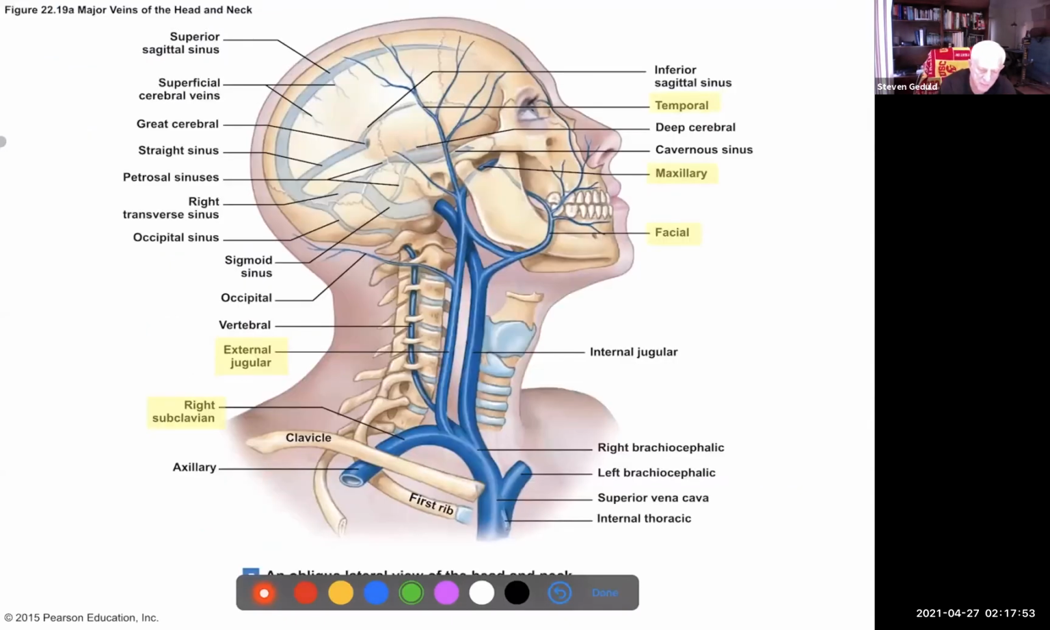So this is your temporal vein, maxillary, and your facial. All the parts of the ones that we already know. And those drain into the, you can see the temporal comes down here. Okay, the maxillary comes down here, drains into the external jugular. The facial drains into the internal jugular. And both those are going to come down here, draining into the right brachiocephalic, into the superior vena cava.